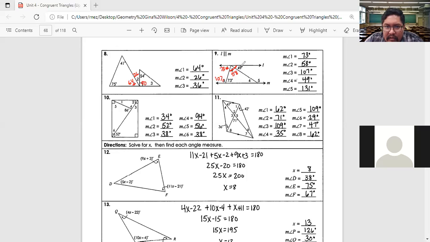Now, if this is 49 right here, again, I'm only looking at this line right here. I'm going to ignore all the other lines except for L and M. 49 and 4 are alternate interior angles. So angle number 4 would be 49, and 5, let's see, 5 is kind of a tough one because it would be this entire outer part here. It would be 73 and 58.